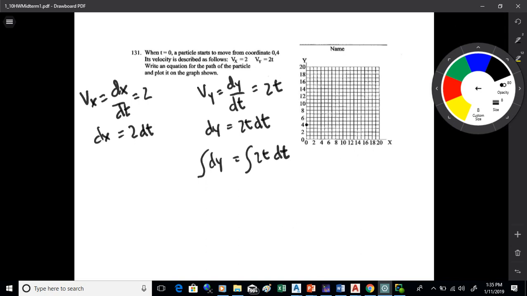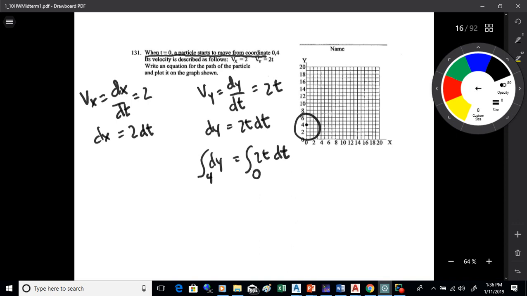Now here's a good example of this thing. You can see where the particle starts. When t is 0, the particle starts to move from coordinate 0, 4. See the construction of that sentence? That's something you want to recognize. When t is this, y is this. What that does is link them together. They're occurring at the same time. That's the meaning of that. So when t is 0, y is 4.